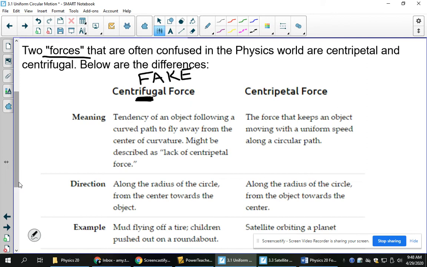So centrifugal force is fake. It's that feeling that you have of being pushed out of the circle when you're on, say, a merry-go-round. It's the tendency of an object following a curved path to fly away from the center of curvature. It's also more correctly thought of as the lack of centripetal force. The direction of this would be along the radius of the circle from the center of the object. Imagine you're just sitting on a merry-go-round or one of those rides at the fair, and it's this feeling of being pushed out of the circle.